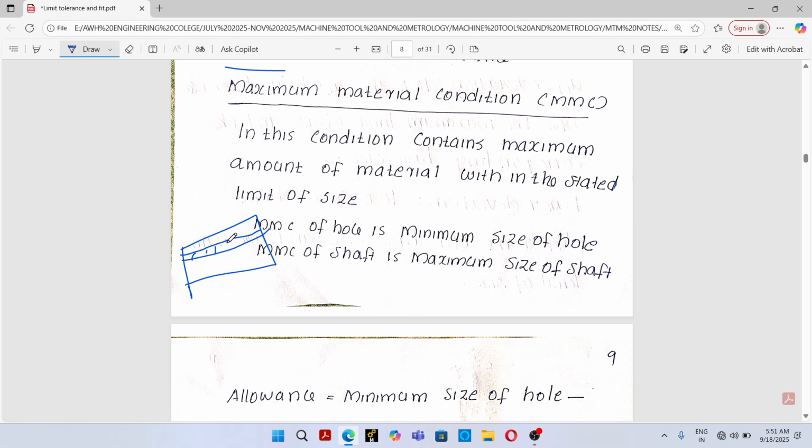So what is the maximum material condition in the case of hole? That is the minimum size of hole. So this is the minimum size of hole. In this condition, the hole has maximum material condition.